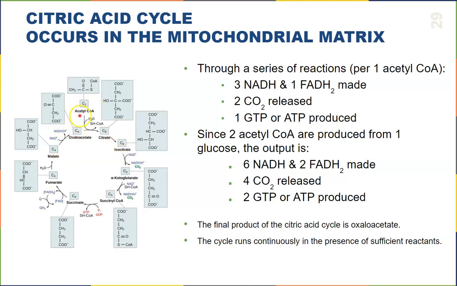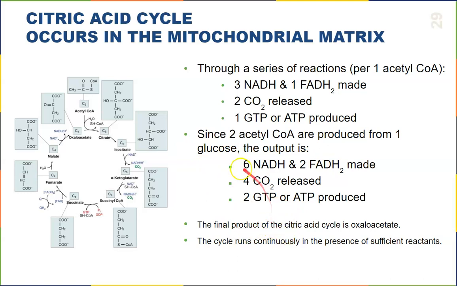So remember, we made 2 acetyl-CoAs in our acetyl-CoA formation because we started with 2 pyruvate. So for 1 acetyl-CoA, it goes around once. But since we have 2, so 1 glucose molecule makes 2 acetyl-CoA, right? It goes around twice, okay? So through a series of reactions per 1 acetyl-CoA, this is what we get. But since we have 2 acetyl-CoA, this is our final product for 1 glucose.